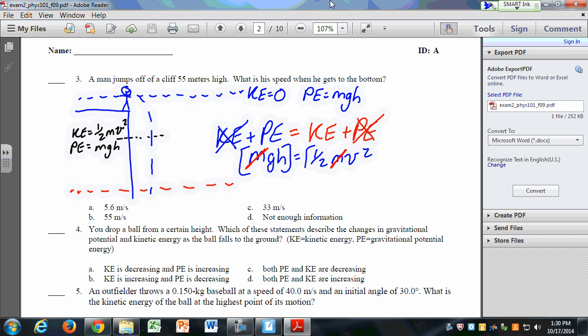If I multiply both sides by 2, I get 2gh equals v squared, and then I take the square root of both sides. So I get v is equal to the root of 2 times g, which is 10, times h, which is 55. So the root of 20 times 55 is... the answer's not there? Oh, it's 33. Yeah, 33.